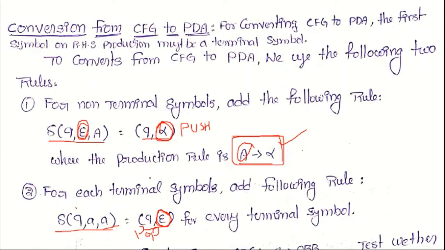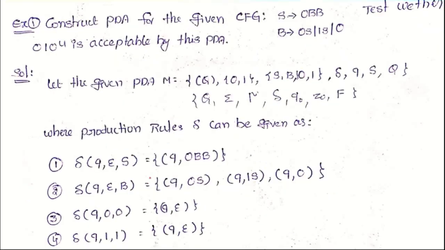Now we observe an example of how to convert from context-free grammar to push-down automata. Here the question is: construct a PDA for the given context-free grammar. S derives to 0BB, and B derives to 0S or 1S or 0, and test whether 0 power 4 is acceptable by this PDA or not. So this is the question.